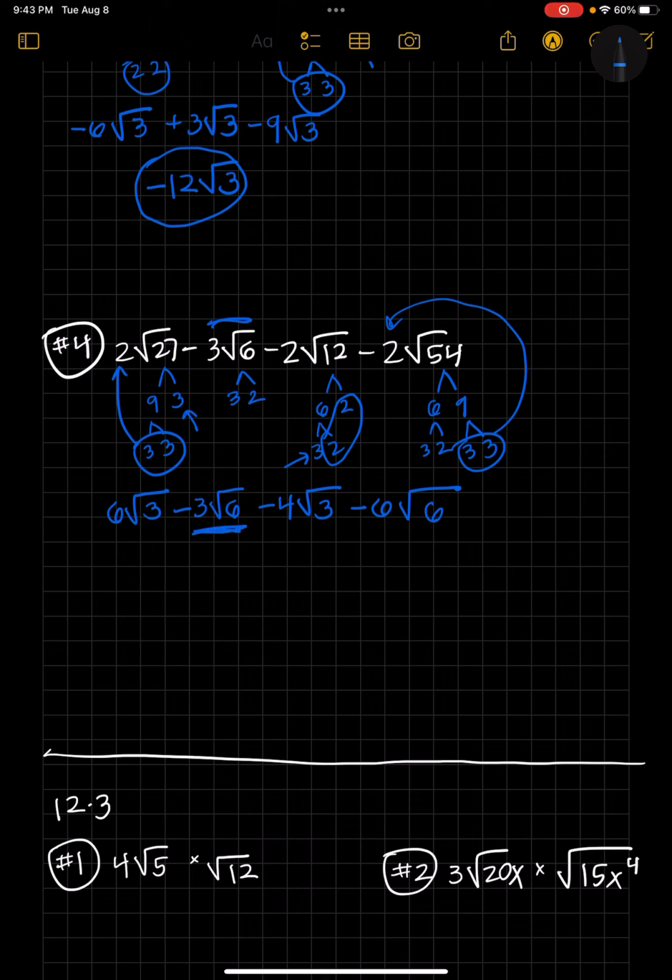So we're going to add these two together because they both have root 6's, and then we're going to add these two together because they both have root 3's. I'm going to start with my root 3's. So I have 6 root 3 minus 4 root 3. 6 minus 4 is 2, so I get 2 root 3. And then for my root 6's, I have a negative 3 square root 6 minus 6 square root 6, which would give me negative 9 root 6. And this is my final answer.